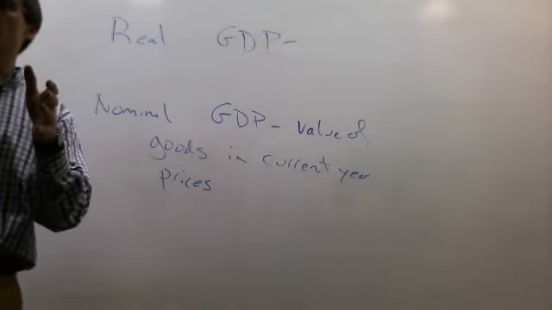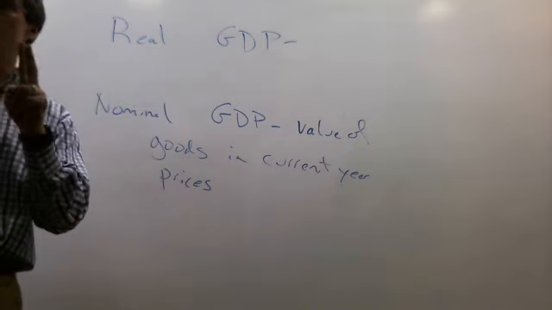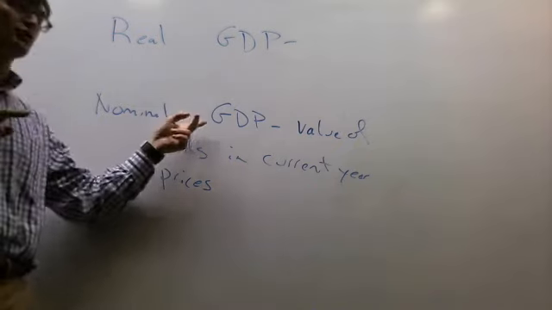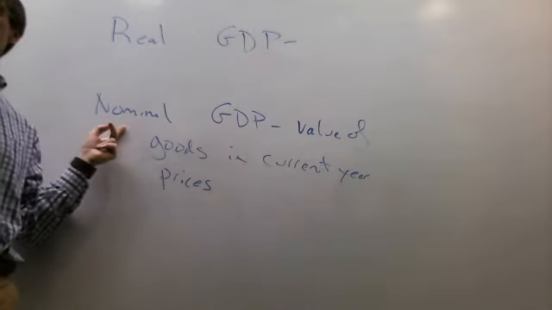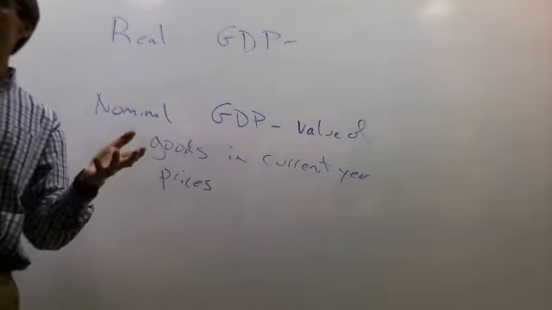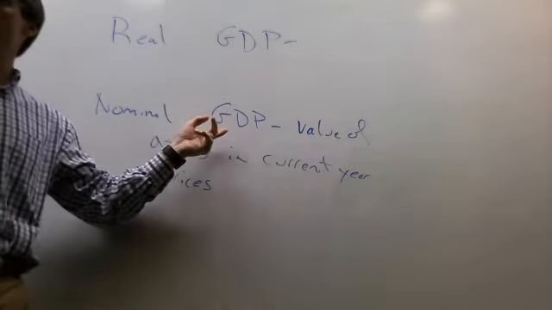Why is it going to be bigger? There are going to be two reasons. One is that we're actually producing more stuff, right? But the other reason has to do with what? Inflation. If everything costs a little bit more, guess what? Nominal GDP is going to increase.